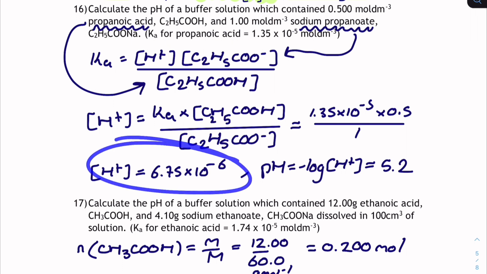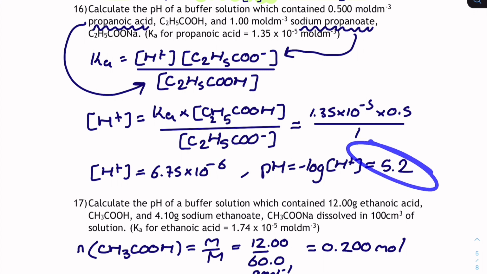Now you can see here, once I've done my rearrangement, I get my H plus ion concentration from calculation, and it's 6.75 times 10 to the power of minus 6 moles per decimeter cubed. Minus log that value, and the pH of this buffer for question 16 is just 5.2. What some people do is make the mistake of assuming that the sodium propanoate and the propanoic acid are going to react with each other and the moles are going to be adjusted, but that isn't the case. They don't react with each other, they're just both part of that weak acid dissociation equilibrium, and so we need to represent them separately in that rearranged Ka.